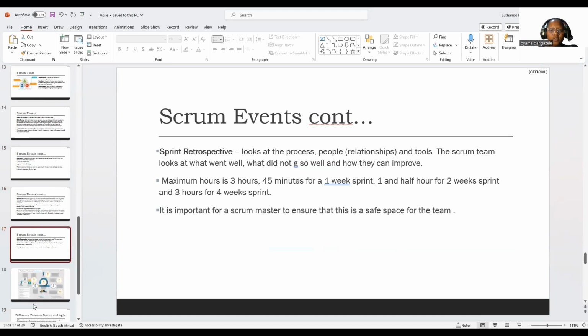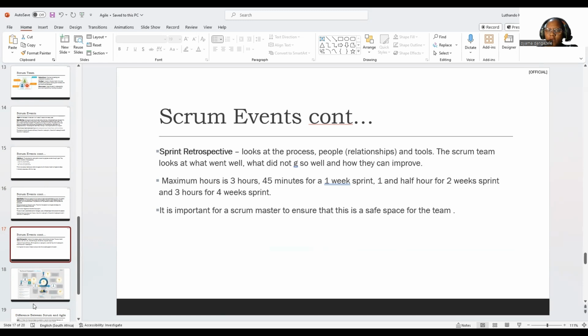Cool. And we have lastly the sprint retrospective. In the sprint retrospective, I like this one very much because we look at our people, we look at our processes, we look at our tools, to see what it is that we can improve. What is it that went well that we want to continue doing? What is it that did not go so well? And we want to see how we can do better next time. And yeah, so this is a very important one.